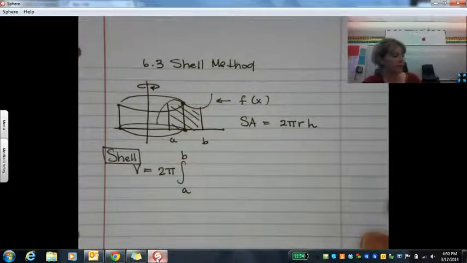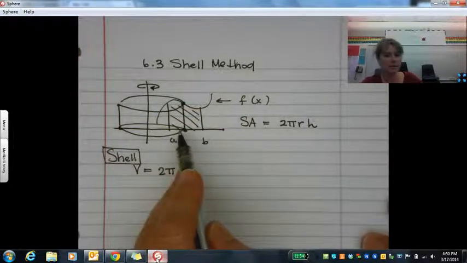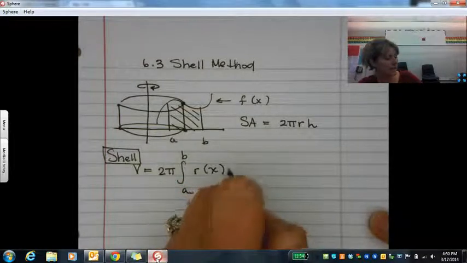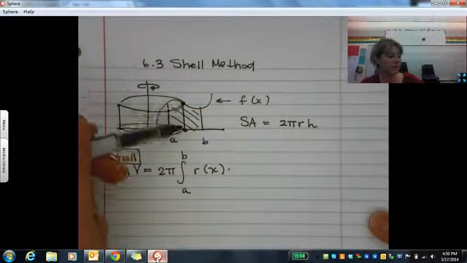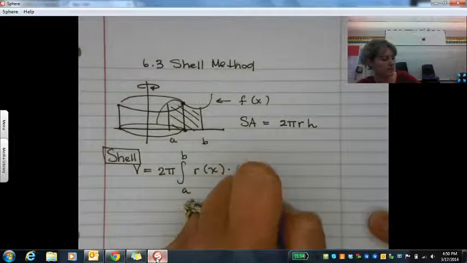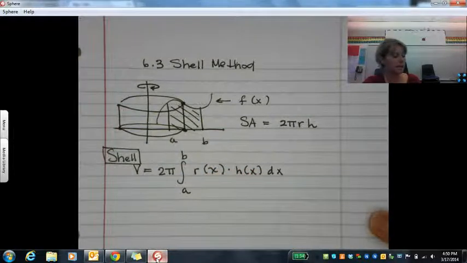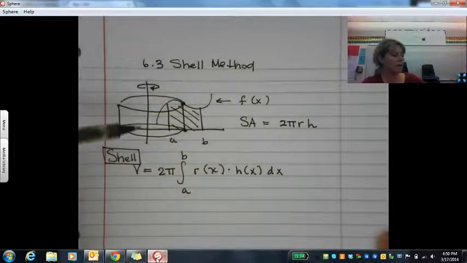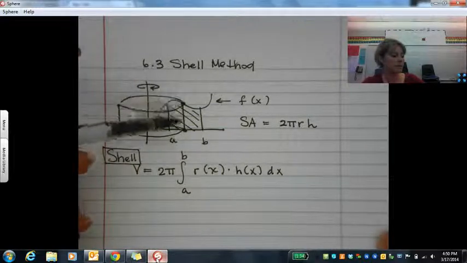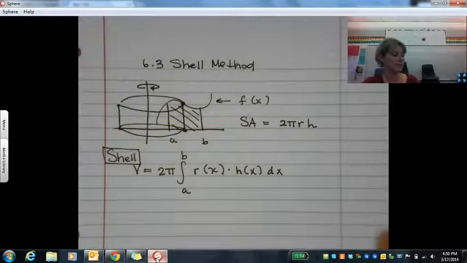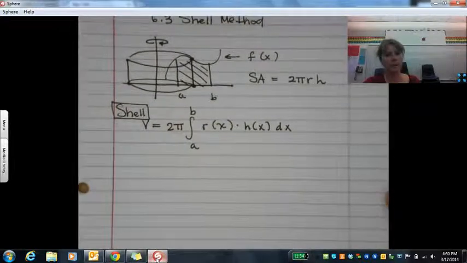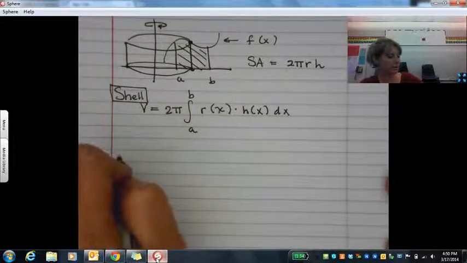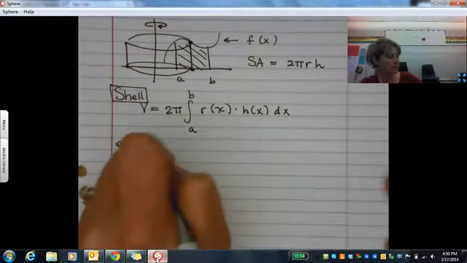And then our radius. So our radius from the axis of revolution, right? Every radius is from the axis of revolution. So r of x, and then times the height of each of the cylinders, so also h of x, and then with respect to x. And that could be in terms of x or y. So this could be with respect to x, or it could be with respect to y. But in this particular case, we're dropping to the x-axis, so that's why it's with respect to x. Okay, so we're going to actually do an example at the same time that we're learning this. Okay, so let's do, so find the volume.